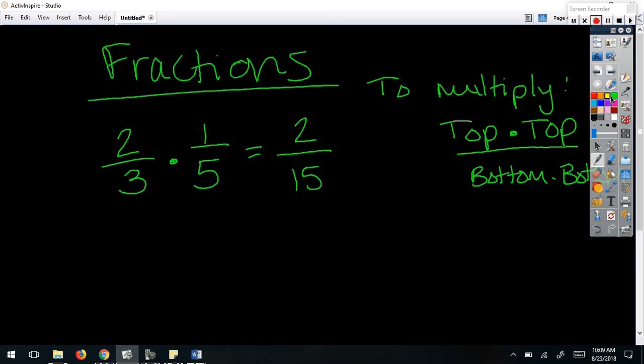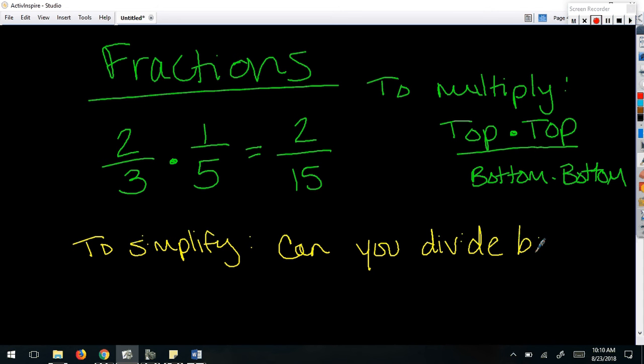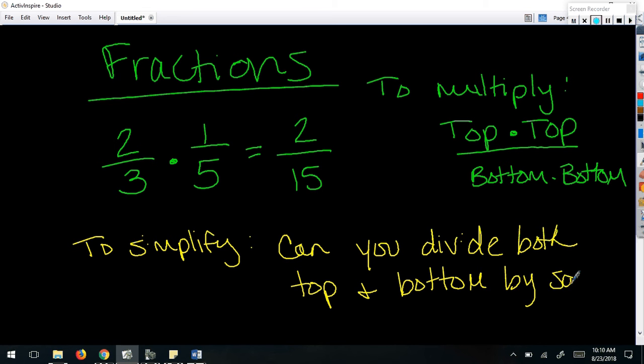What do I mean when I say simplify a fraction? You're exactly right. We look for a number. I'm going to say, can you divide both the top and bottom by something? And I'll pause this and give you all a second to copy and catch up.